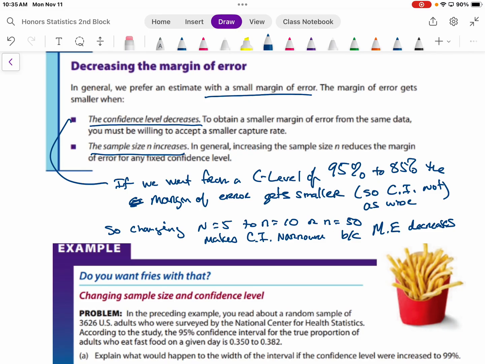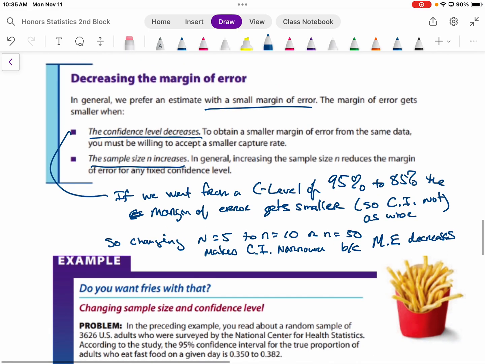Again, there's two ways to make your margin of error get smaller. Change the confidence level by making it smaller, or increase the sample size. We saw the effects of the sample size back in our previous chapter, going from n equal to 2 to 10 to 20 to 30. We saw that it got not as wide of a normal distribution. It got narrower. Same thing applies with our confidence intervals.